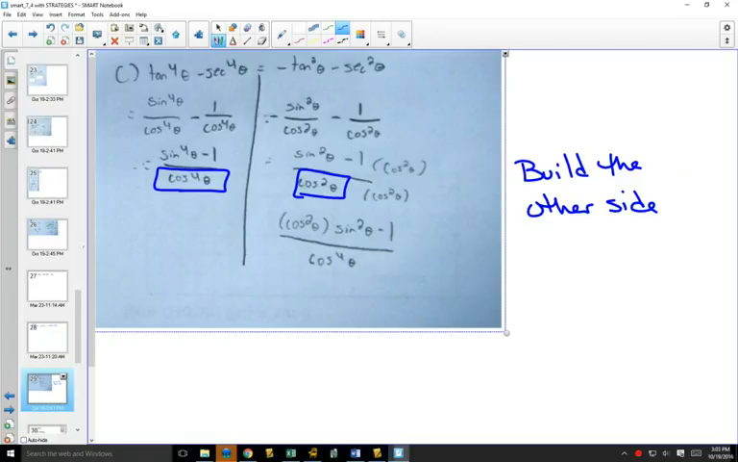And once I got things as a single fraction on this side, I had a cos squared. How would I get a cos to the 4? I would need to multiply by another cos squared. And so they multiplied by 1 here. Cos squared over cos squared is multiplying by 1. It's not going to change what that equals to, but they're going to build the right side so they have at least the same denominator as the other side. And that is a strategy that usually can work really, really well.